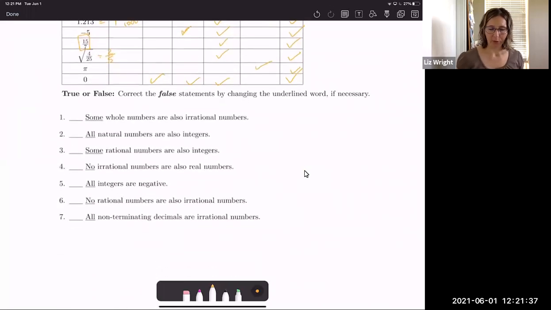Now here, you are looking at these. Again, you should have paused this. I'm hoping you've worked through these. If you haven't, you should go pause it right now and work through these on your own. So we are going to correct the false statements by changing the underlined word if necessary. If it's not false, we're just going to write true. If it is false, we're going to change this to all, some, or no. So those are our choices: all, some, or no.